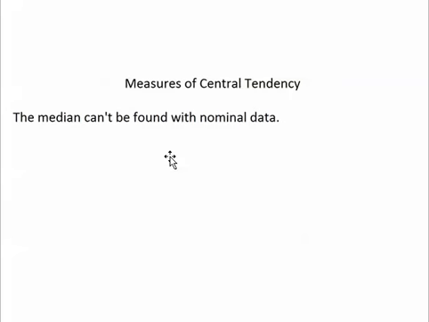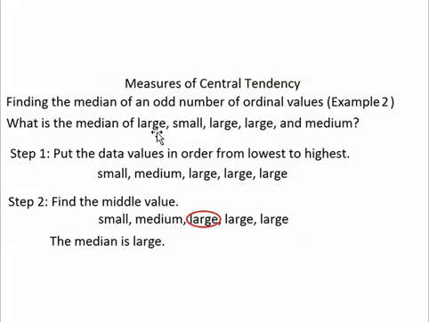Also, the median can't be found with nominal data, which means you can't find the median with categories that don't have any order to them. When you've recorded ordinal data, like cup sizes, you can order those values from lowest to highest, like we did here. But if you recorded nominal data, like college majors, you can't order them to get the median.